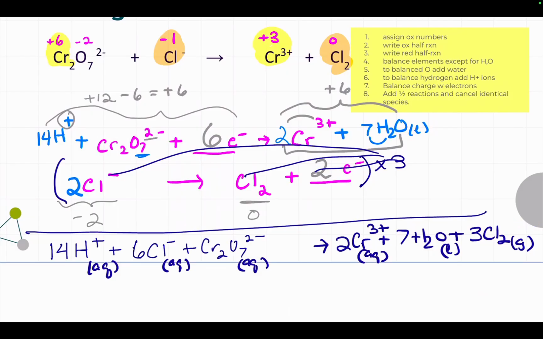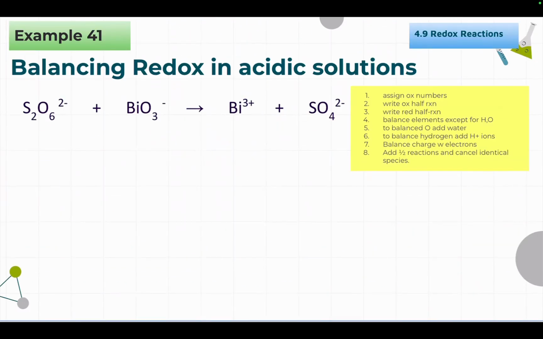So let's do one more of these. So these are balancing redox reactions in acidic solutions. I would definitely try this and pause the video and see how you do.